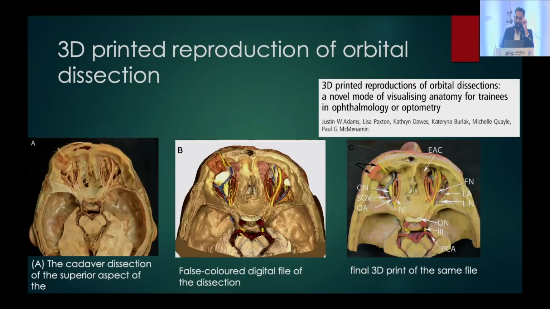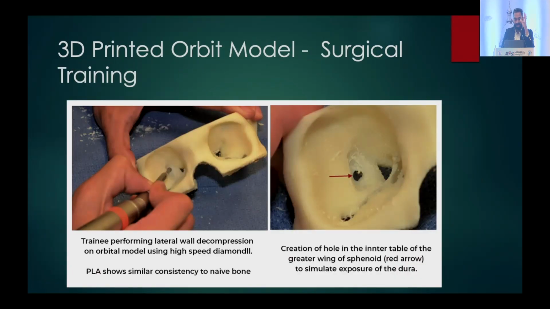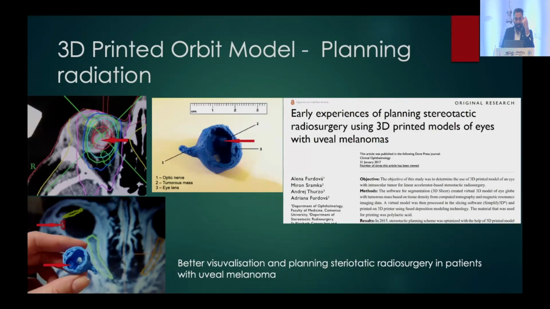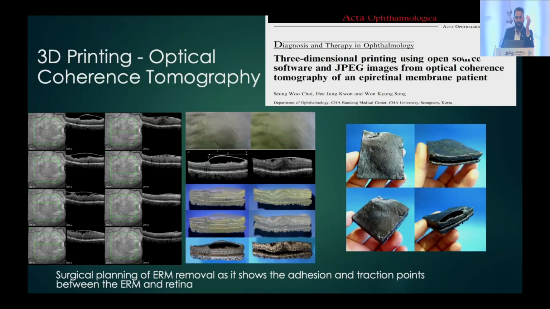And there are 3D printed materials for orbit dissection, where you can actually practice your orbit surgeries. It can be used for your fellow training. And there are 3D printable models for radiosurgery, where you can print the case and see what is the least radioactive place where you can give the treatment. There are 3D printable OCTs where the OCT retina has been converted into 3D models to counsel patients more easily.